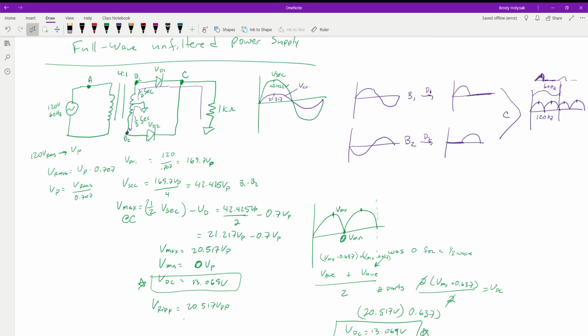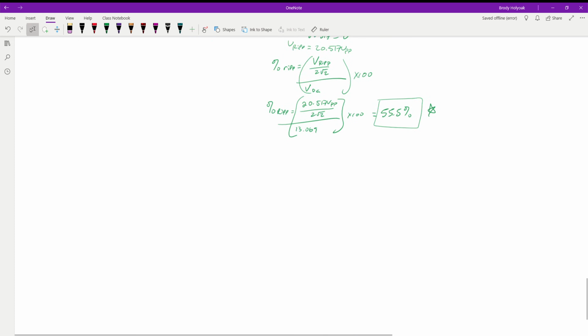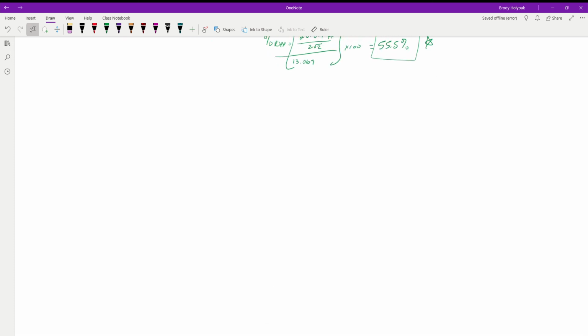So the next one we're going to look at is a full wave bridge rectifier unfiltered power supply. It's kind of a mouthful, but I'll show you what it is. So we have a full wave bridge rectifier power supply.